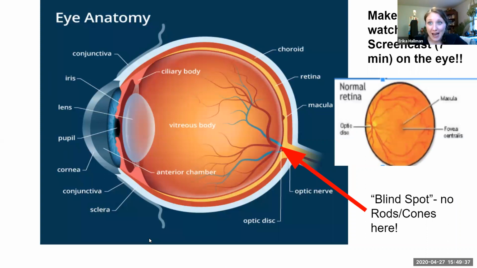So when we look at the anatomy of an eye, we will be dissecting an eye, which is pretty cool. So we'll dive a little bit more into the specific anatomy parts, but right now what I wanted to go through is kind of walk you through just our major players.